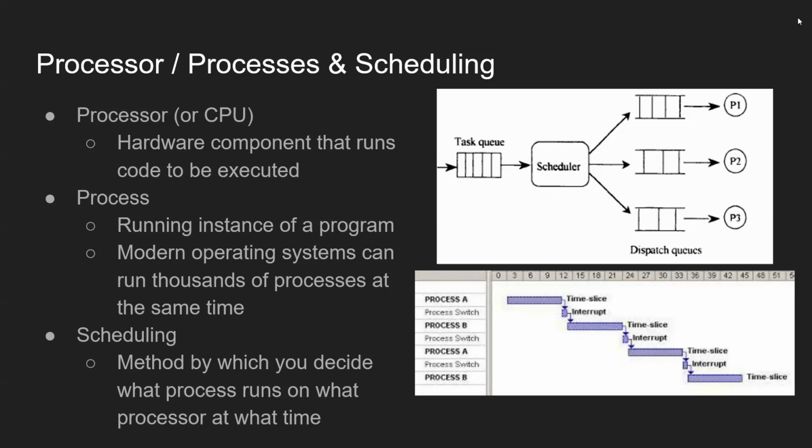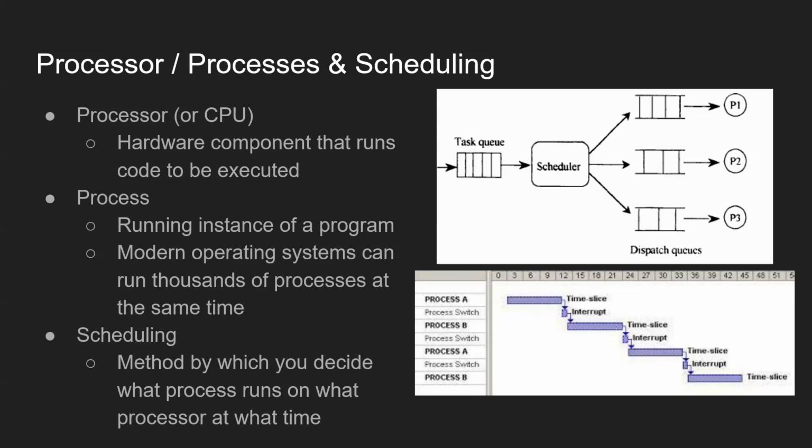On the right, I have a diagram of when you have programs or processes running, or actually I'll go over the definitions real quick. A processor or CPU is something that runs your programs. A process is a running instance of a program, and scheduling is the method you use to decide what process runs on what processor at what time. So you have a series of processes. How do you decide which one runs? Because in a processor, you can only technically run one thing at one time instance.